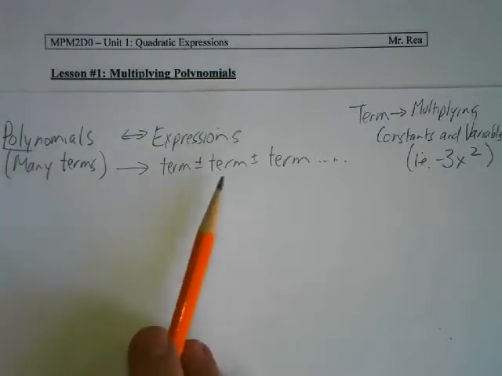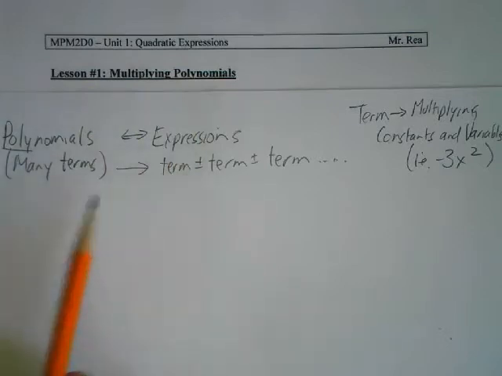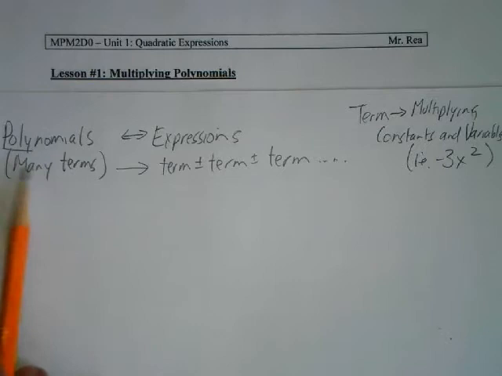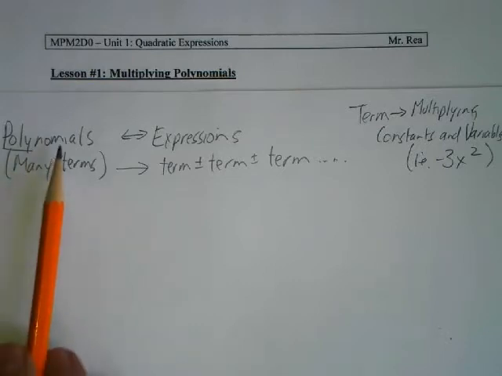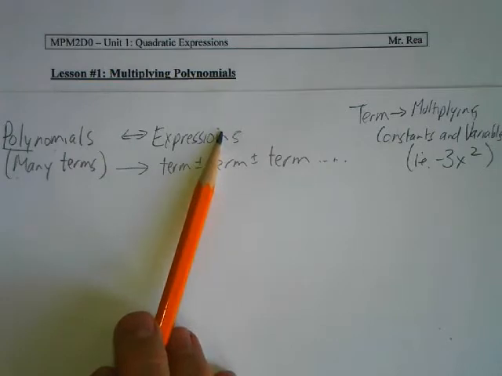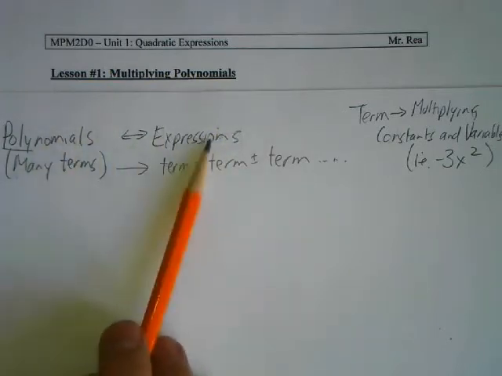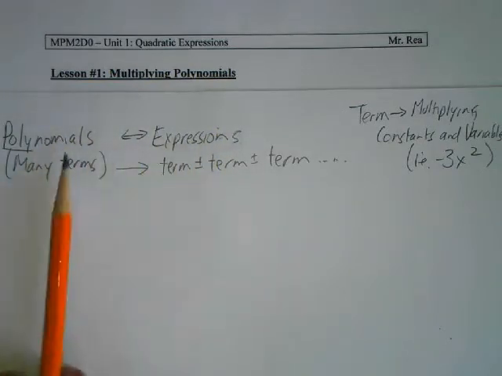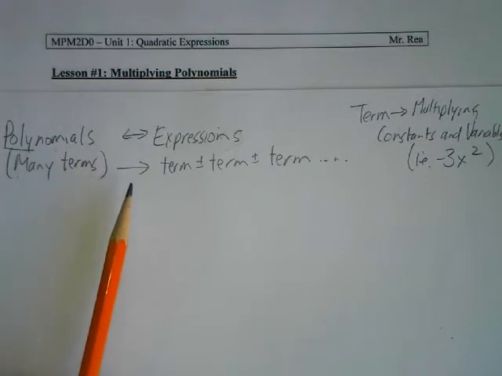So just as a brief recap, polynomial basically means many terms, and a polynomial is the same as what we would call an expression. So an expression and a polynomial are basically the same thing, and you'll be hearing both used back and forth.